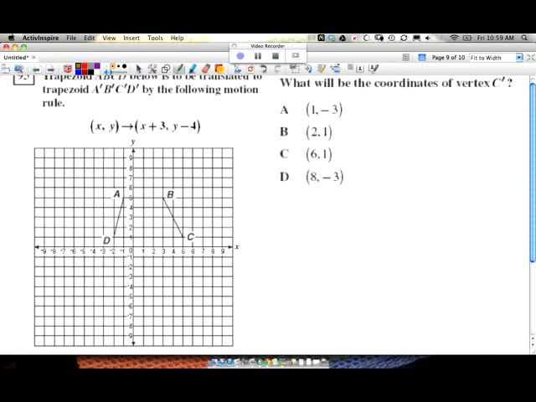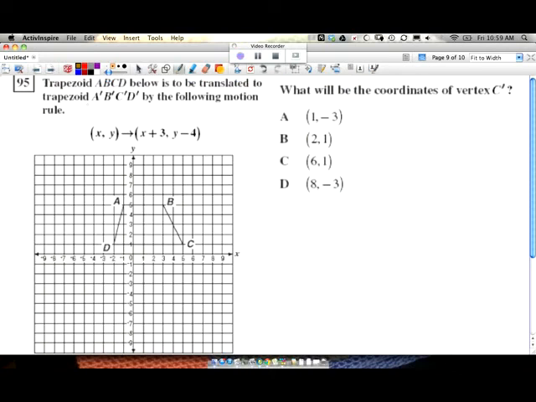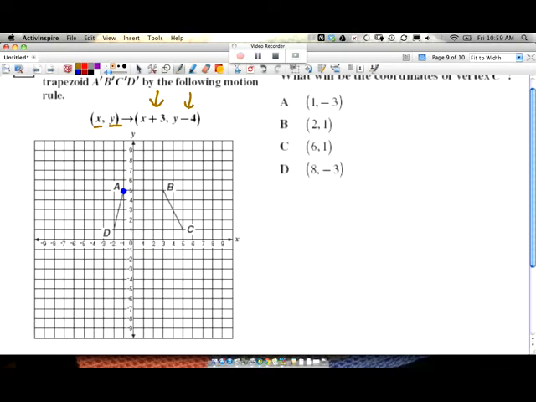Number 95. ABCD below is translated to trapezoid A'B'C'D' by the following motion. Okay, so here's where you start. You're going to add 3 to your X values and subtract 4 from your Y values. So let's do it one at a time. Let's look at A here. A, we're going to add 3 to the X. So that's 1, 2, 3 to the right, and subtract 4 from the Y. So 1, 2, 3, 4. There's our new A. Let's do this color-coded.